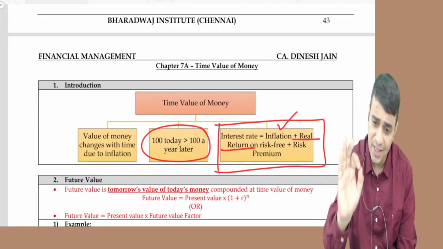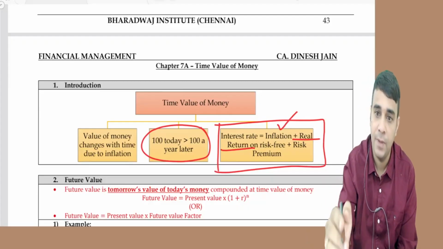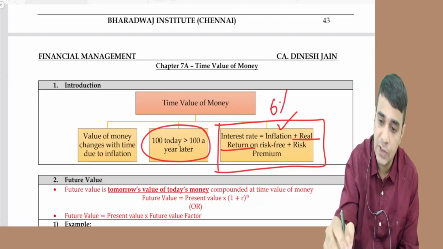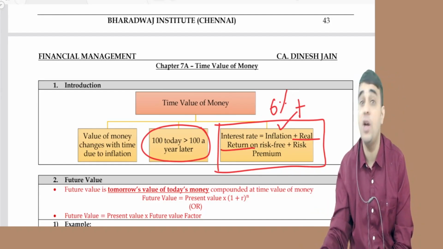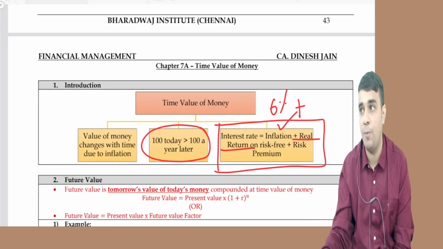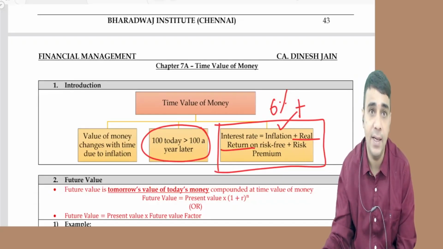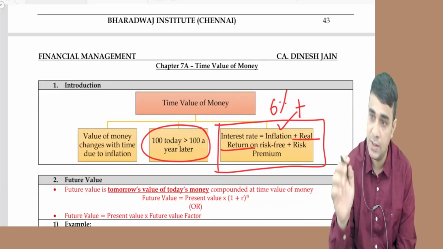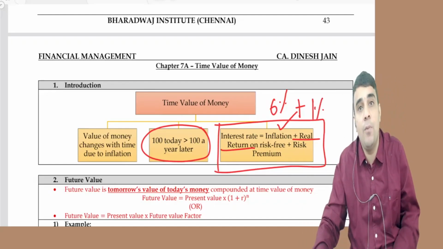So inflation plus something called real return. For example, in India, inflation is 6%. Real return means how much you earn on government bond. Risk-free means government bond. In India, government bond or SBI FD. SBI FD is like risk-free. Inflation 6, real I earn 1. Then risk premium. What is risk premium?